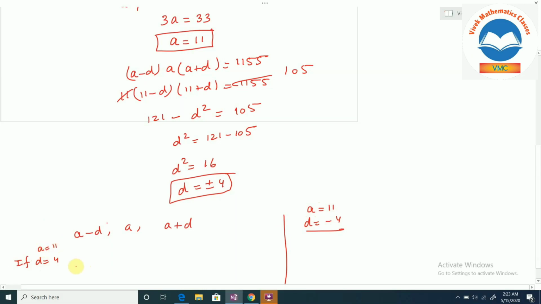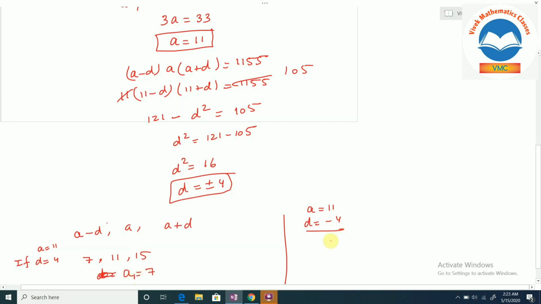Okay. So what are the terms? The terms will be 11 minus D, which is 11 minus 4, so 7, then 11 and 15. In this case, what will be D? D will be 4, we already know. The first term, let's say I will write A1, will be 7.